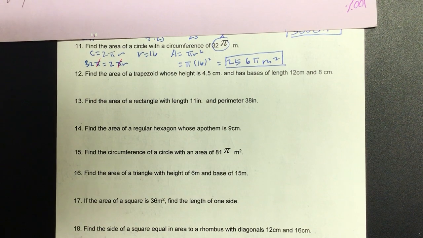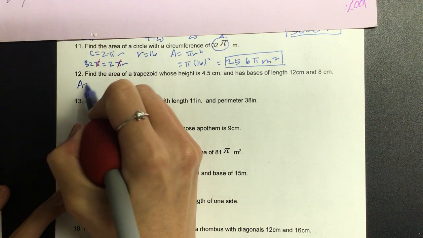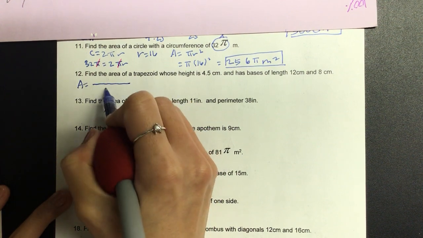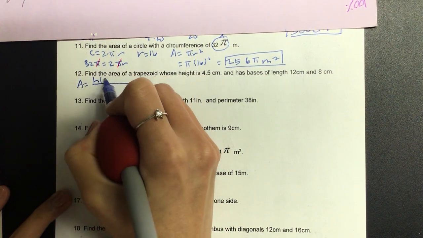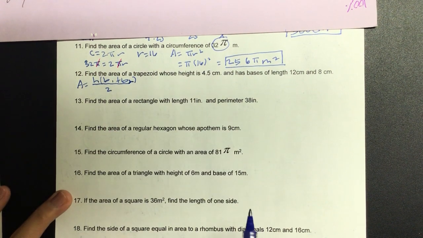All right, Jake, let's read number 12. Find the area of a trapezoid whose height is 4.5 centimeters and base of length 12 centimeters and 8 centimeters. So for the trapezoid, if you have to look at the formula chart, go for it. I like to write it all over too. So it's our height times base 1 plus base 2, all divided by 2.